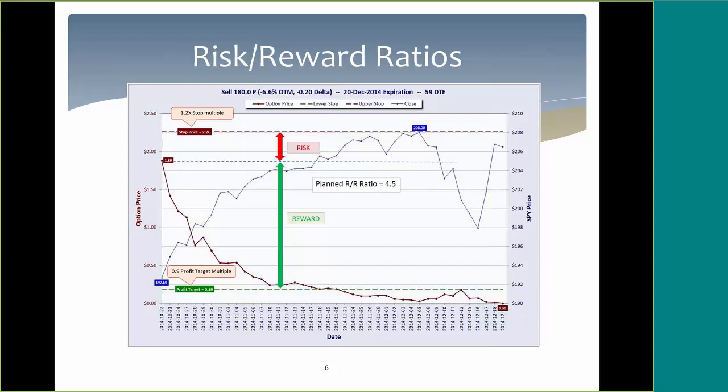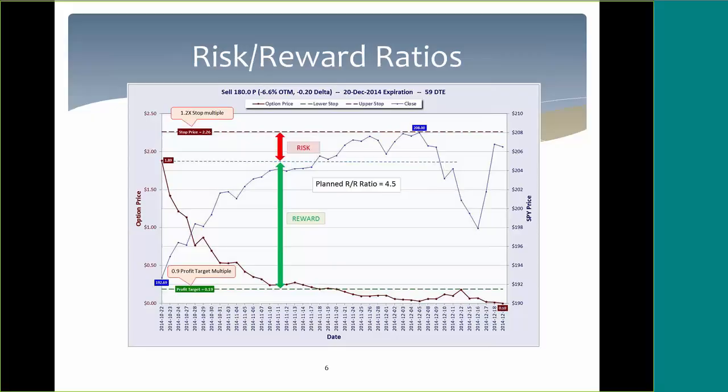So here's a graphic that I think shows the risk-reward ratio pretty well. This is an example of selling a put. If you sold it for $1.89 and you had a 1.2 stop multiple, that would give your stop price at about $2.26. So the risk that you have is that red arrow. You can see that that's how much you're willing to risk.